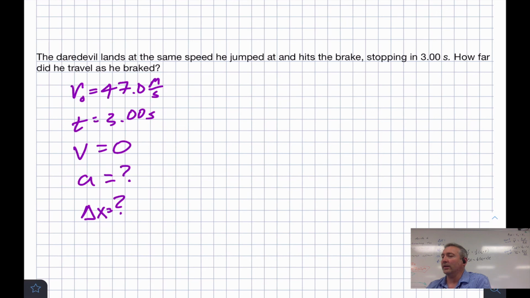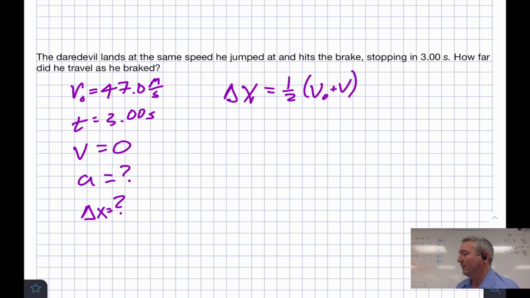So we need to answer that question. Okay, so let's take a look at this, and we can solve for the displacement, but we have to use a formula that doesn't have acceleration. So that's one of the formulas that we did today, and that is this one. Let me get that up. Delta x equals 1/2 times v naught plus v, times time. All right, because we know initial velocity, we know final velocity is 0, we know time. So we can tell how far he went as he hit the brakes.